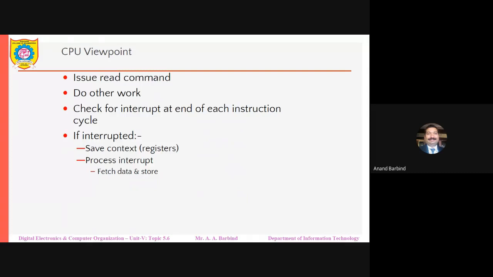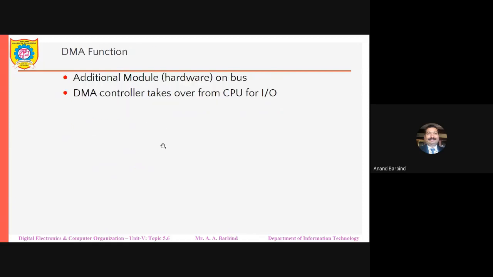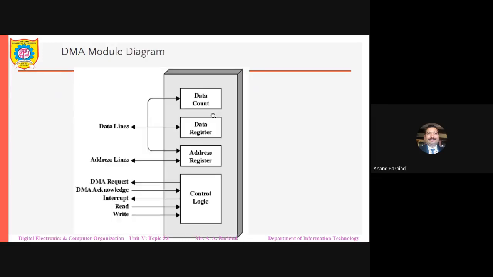So you have the advantage with interrupt driven IO that the time of the CPU is reduced. Whereas the third type of data transfer is direct memory access, and it is used for huge transfers of data. So an additional module is required, that is the DMA controller, and the DMA controller takes over from the CPU for the purpose of doing this particular IO.